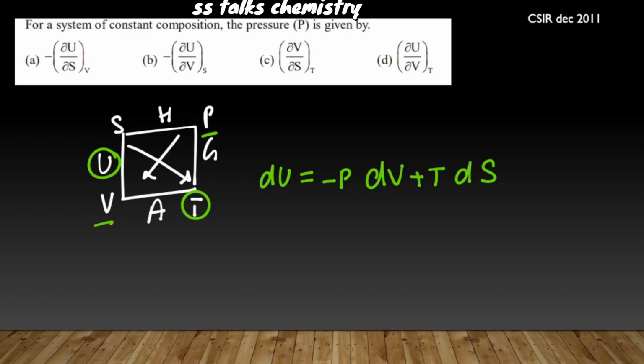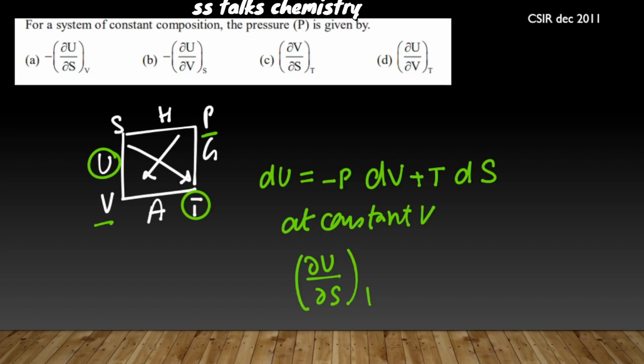Now you can see that at constant volume, dV becomes 0. So from here you will get del U by del S at constant volume, which is equal to the temperature. So this is the temperature.